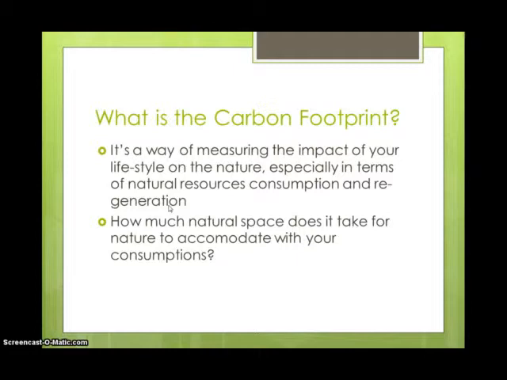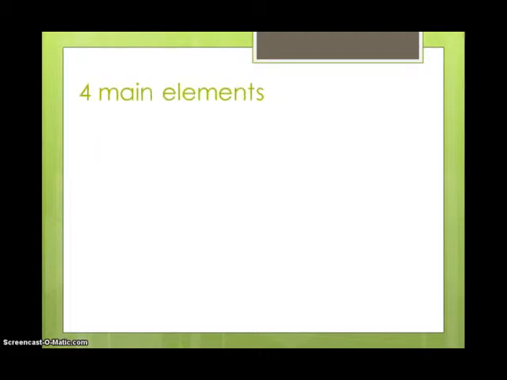Now, there is more than one definition to carbon footprint, and there is more than one way of measuring it, and you will find on the internet very many different ways of doing it. But generally speaking, there are four main elements that are considered to be the main elements of the footprint, namely food, goods, mobility, and shelter.